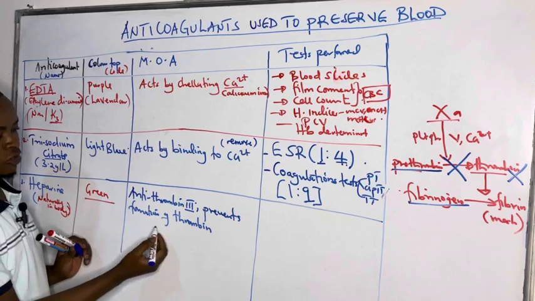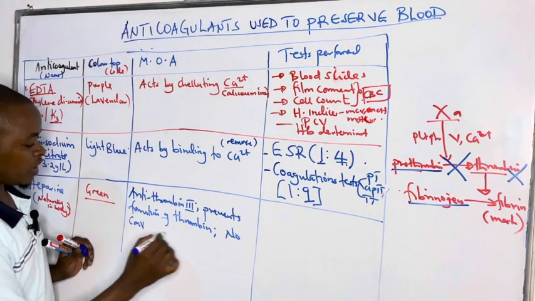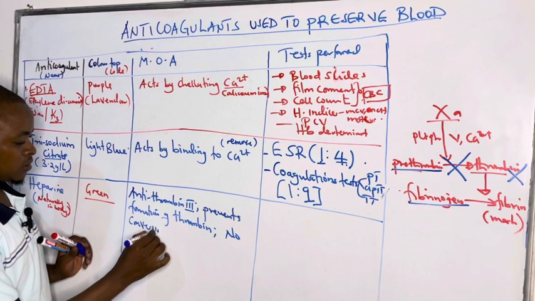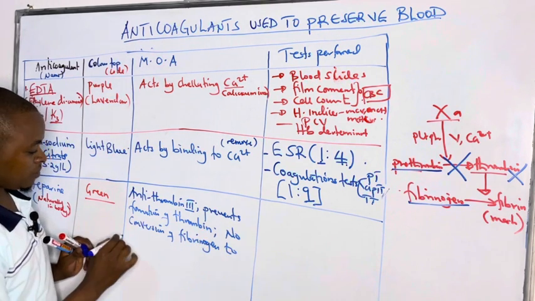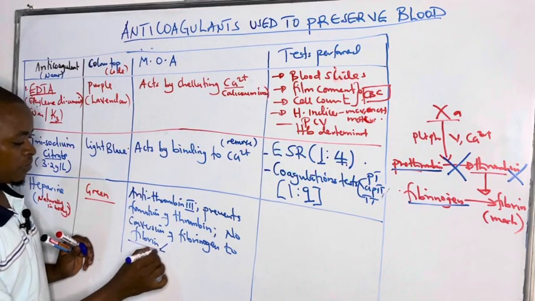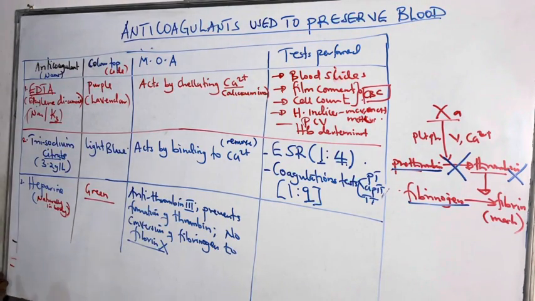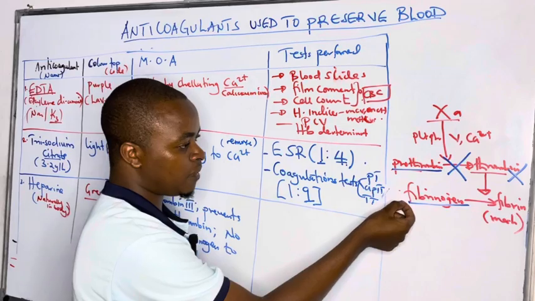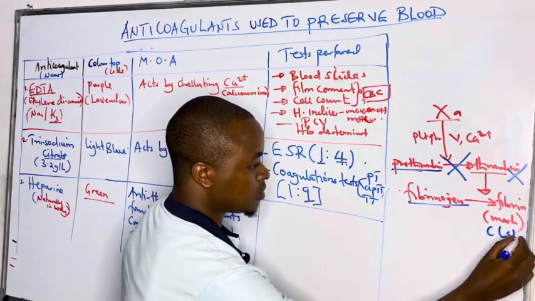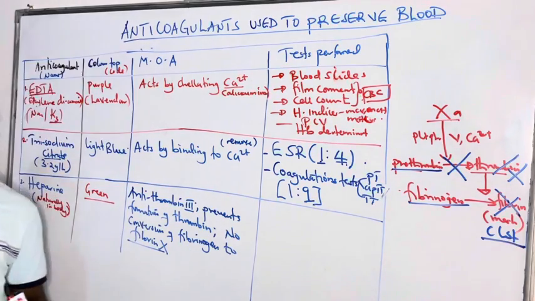So, due to the prevention of formation of thrombin, this leads to failure of conversion of fibrinogen to fibrin, and without fibrin, the blood cannot form a clot. So this is how we can preserve the blood we have collected in the laboratory using heparin, whereby heparin is an antithrombin 3, which prevents conversion of prothrombin to thrombin, which is responsible for converting fibrinogen to fibrin, which is a clot. So without thrombin, no fibrin, and no fibrin, no clotting. That is its mechanism of action.